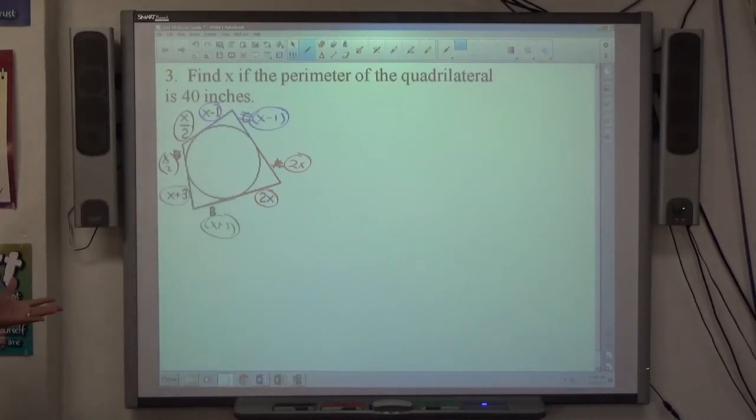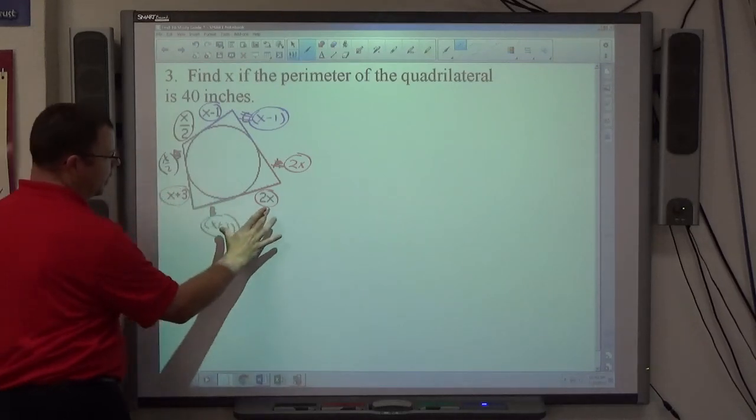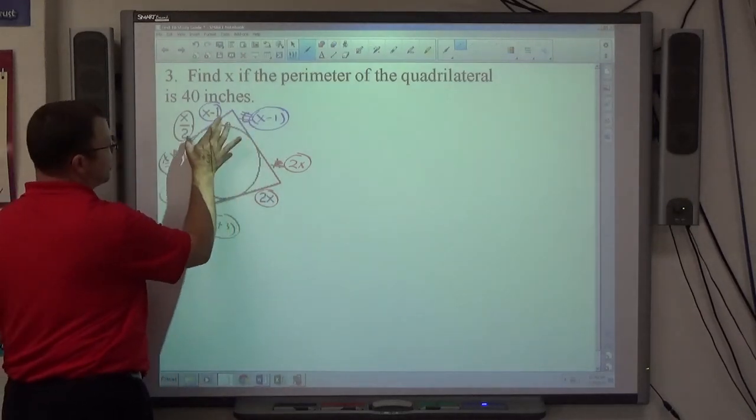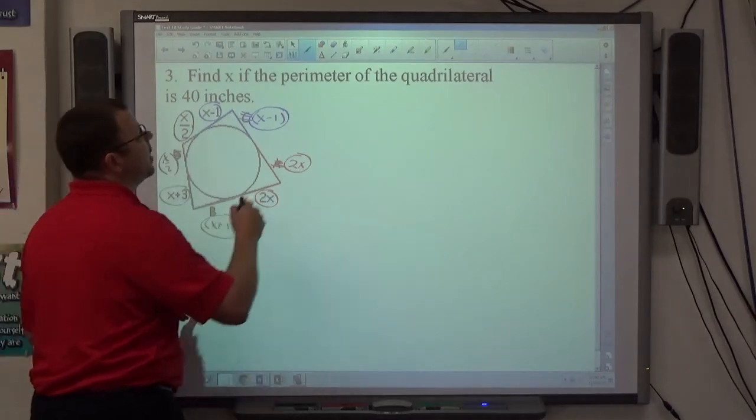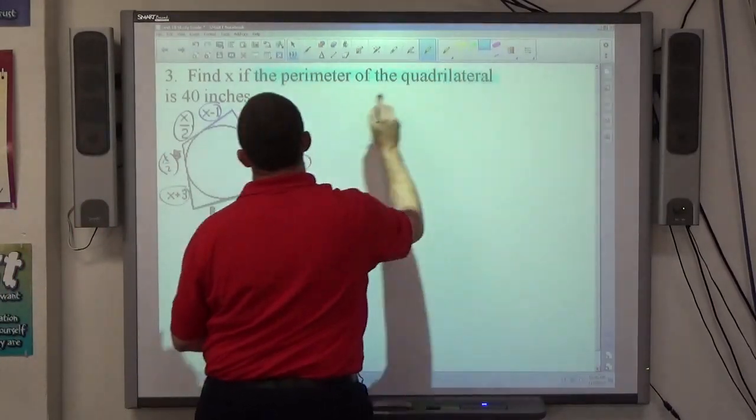So on the test, you can expect that to happen. You can have this quadrilateral, we got all these tangents. These 2 pieces together make up that side, these 2 make up that side, these 2 make up that side, and these 2 make up that side. And they tell me, in the problem, the perimeter of the quadrilateral is 40 inches.